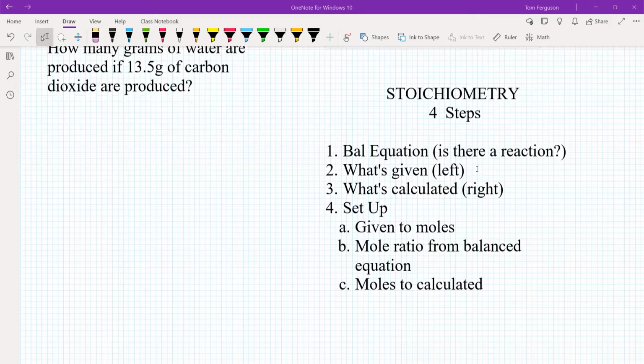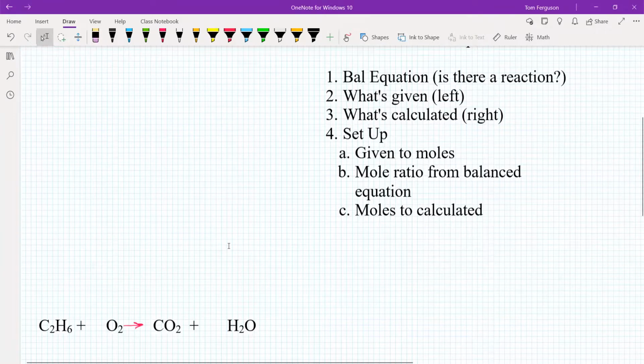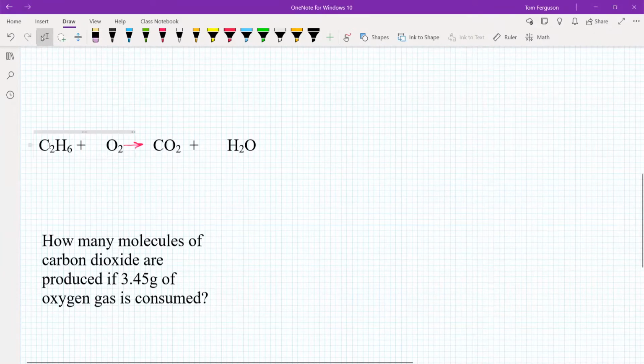Okay. So the first step is the balanced equation. Well, is there a reaction? Let's look here. It says ethane burns. That means there is a reaction. Normally I would give you the reaction. Here's ethane, C2H6, and oxygen gas produces carbon dioxide and water.